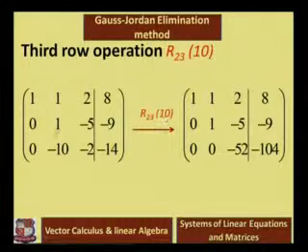For this, proceed with R3 plus 10 times R2, meaning multiply the second row by 10 and add to the third row. The resultant matrix: we get 0, and multiply this by 10, so that is minus 50 and add to the minus 2, that is minus 52, and same here, minus 9 multiplied by 10, that is minus 90, and add to the minus 14, that is minus 104.